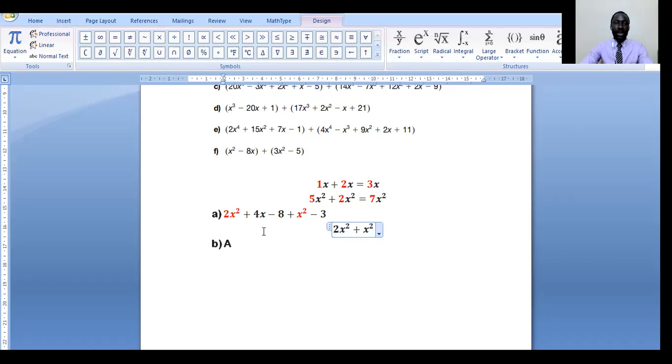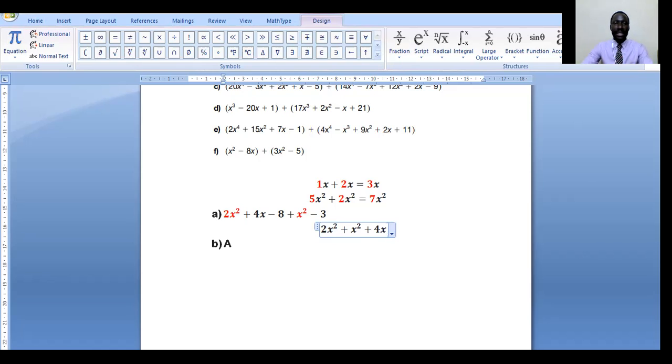Now, what is remaining is 4x, then -8, then -3. Since we don't have any other term similar to 4x, we will just keep it as 4x without any problem. So let's have that down as 4x.